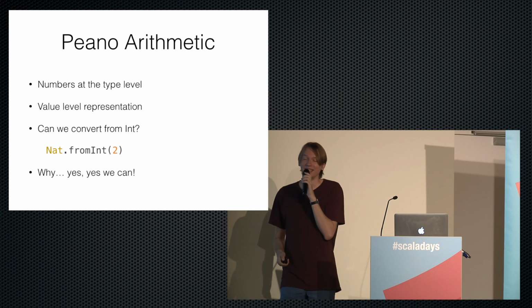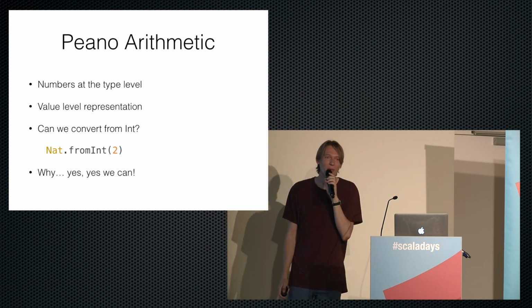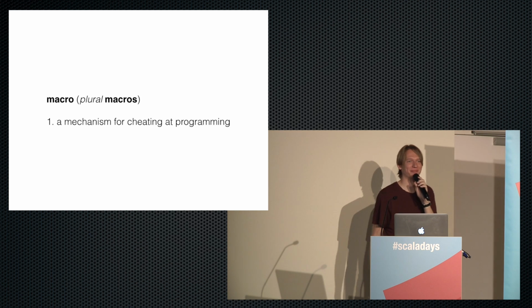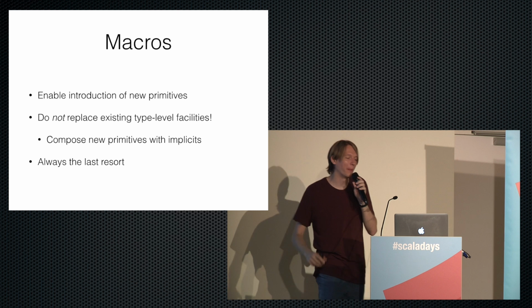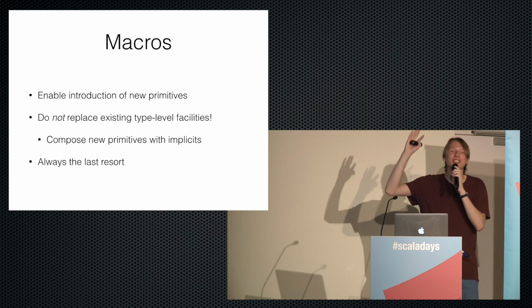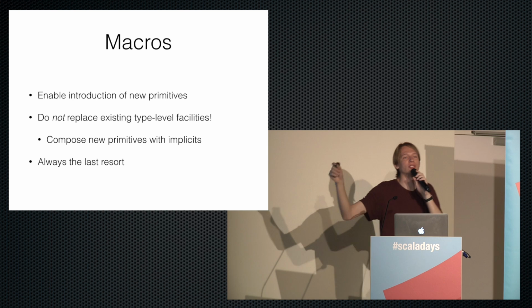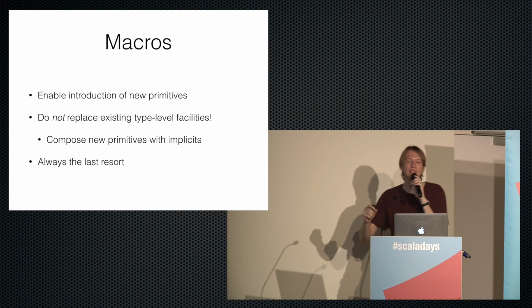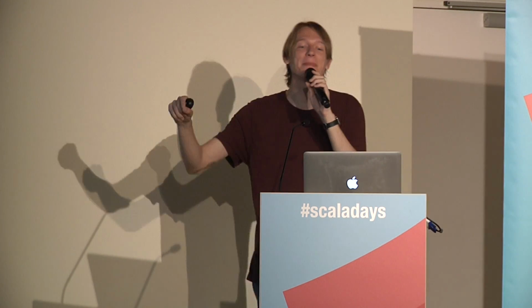Is that possible? Is there some way that we can make the compiler do this for us? And the answer is, yeah, there is a way. And that way is macros. Yay! No. Macros are terrible. Don't use them. But we're going to use them. They allow you to introduce new primitives into the language. And in fact, we're going to be using a special type of macros called white box macros, which allow you to introduce new primitives into the type system, which is categorically insane.